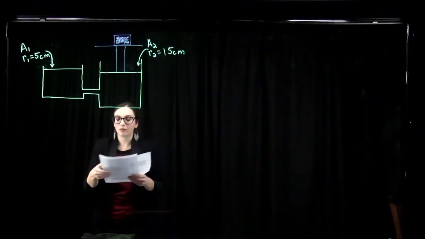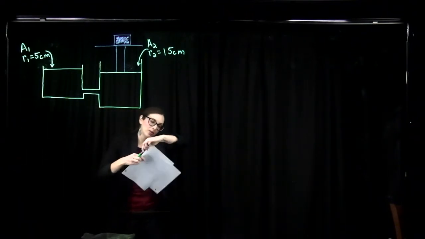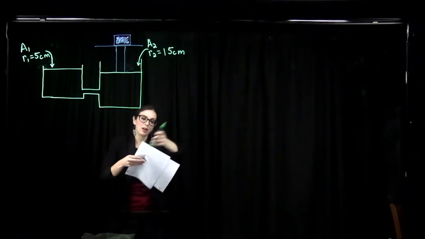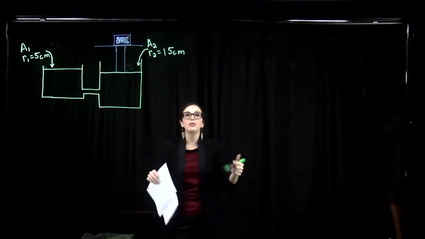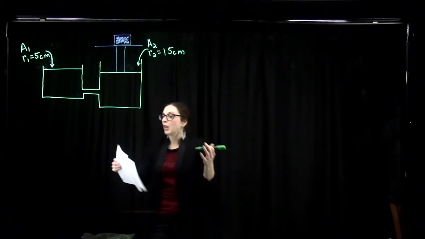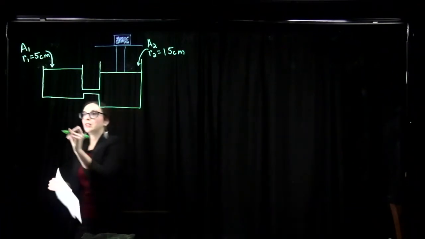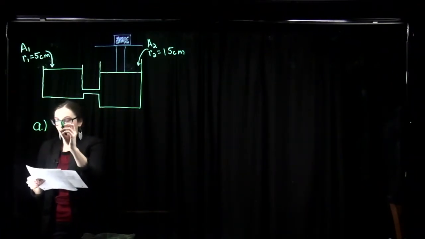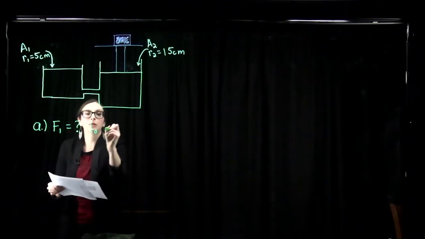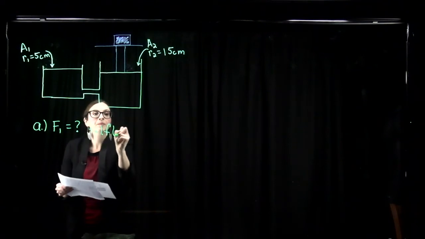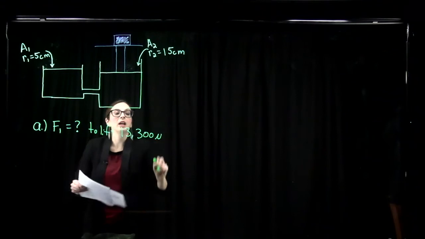And so our question for part A is what force must the compressed air exert on this small piston right here in order to lift a car weighing 13,300 newtons. So for A, we're looking for F1 equals question mark to lift 13,300 newtons on the other piston.